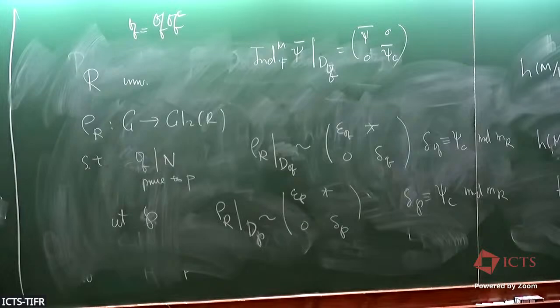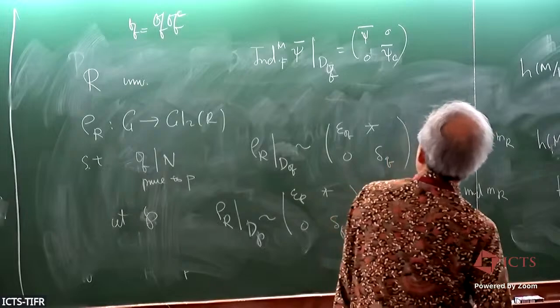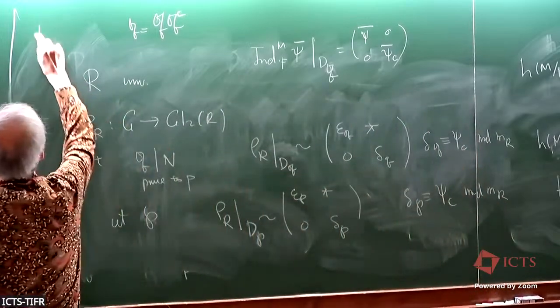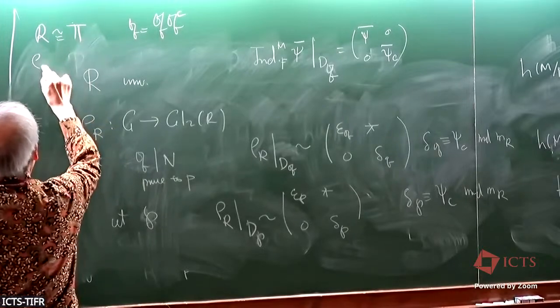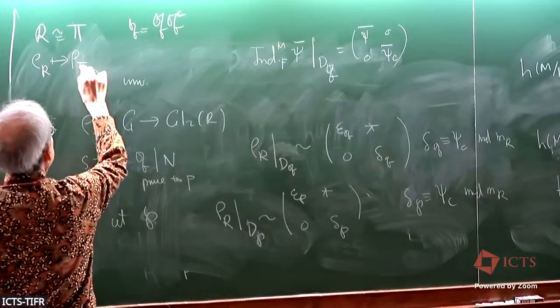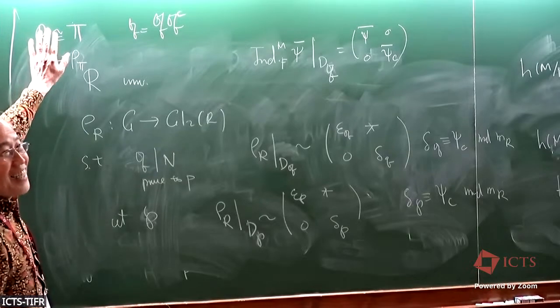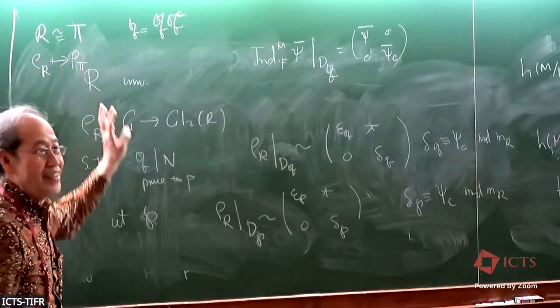And so that gives you this ring R. And the R equals T theorem is that R is isomorphic to T, and rho_R is brought to rho_T. Okay? And so hereafter, I forget about R, and I only work with T, but they are the same thing.